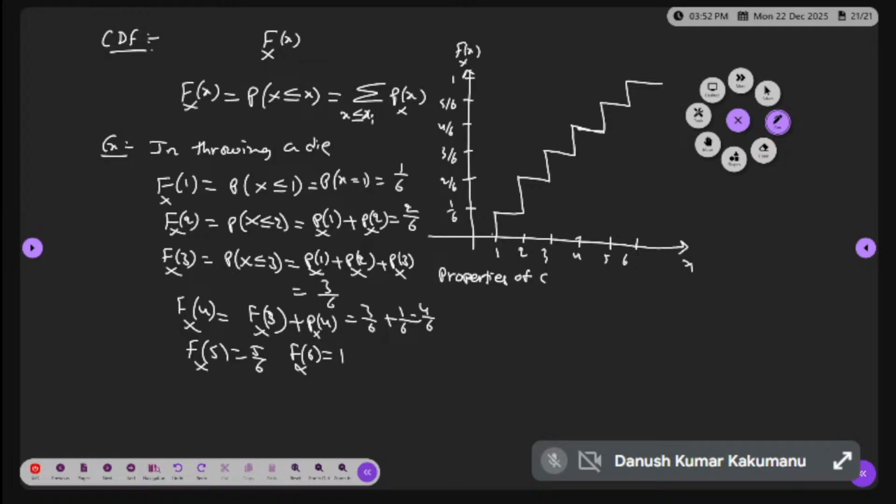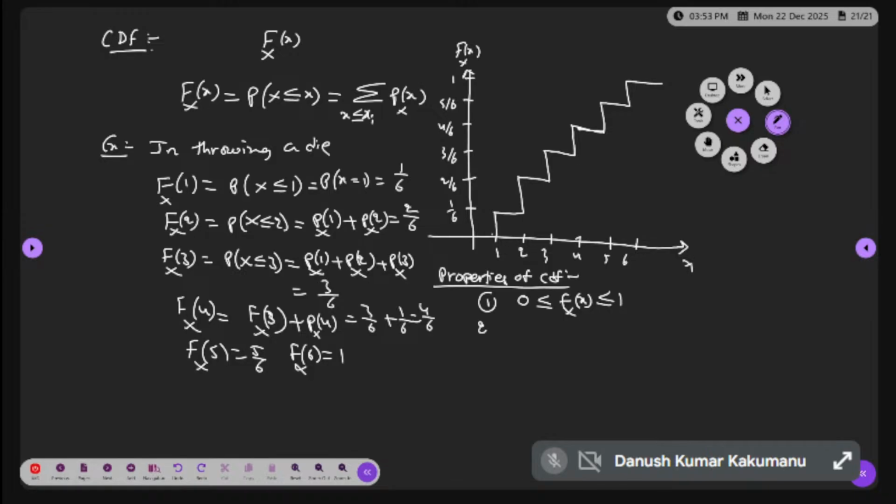Properties. What are the properties we have? Properties of the CDF. What is the first property of the PMF? 0 less than or equal to PMF less than or equal to 1. Same here also: 0 less than or equal to CDF less than or equal to 1. What is the CDF maximum value? 1. Minimum value? 0. Everybody understanding?